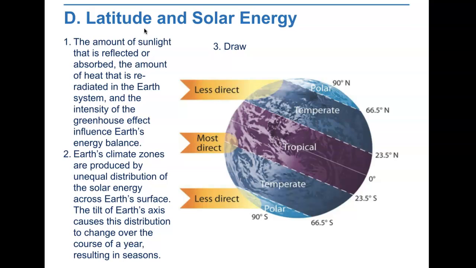Latitude and solar energy. Because Earth is curved and tilted on an axis, solar radiation strikes the surface at angles that vary from place to place and from one season to another. Earth's curvature causes solar energy to spread out over a larger area near the poles than near the equator. Near the equator, the sun is directly overhead at noon, and day length varies little over the year.